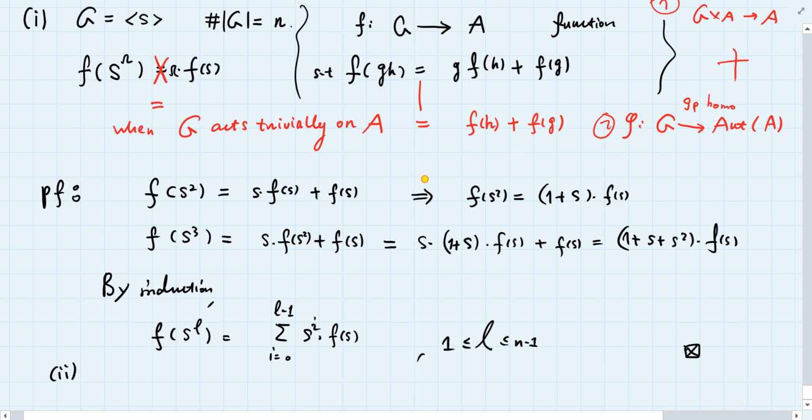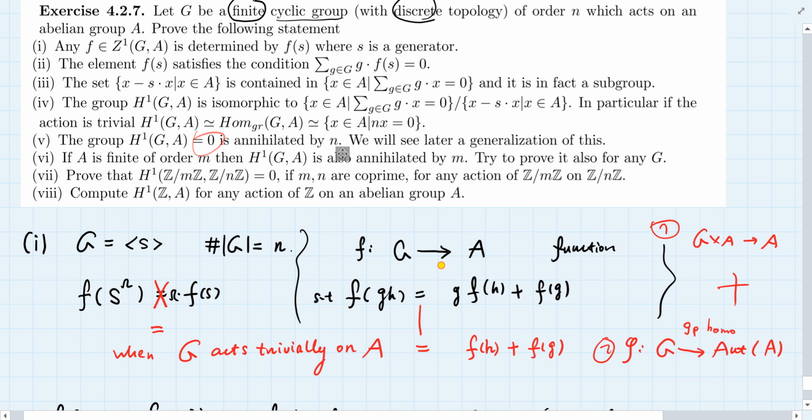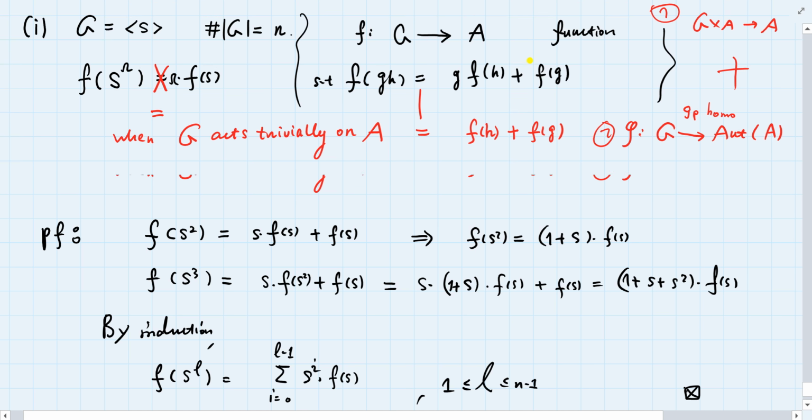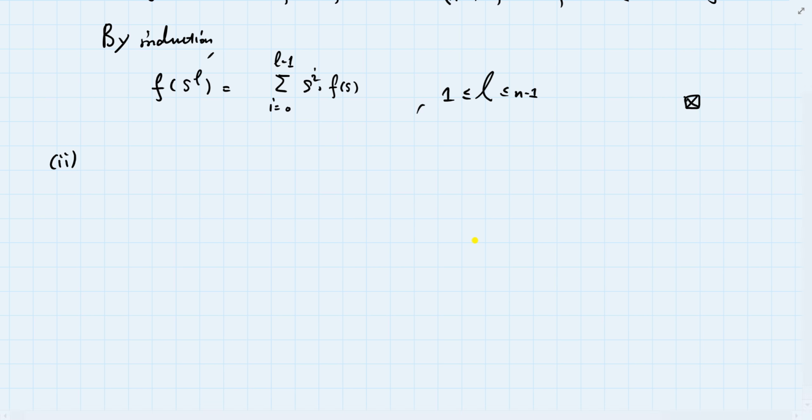What's the next? What's the second? The second says that the element fs satisfies the condition, which we already proved. Almost, not already. So we have to prove this. This is what we have to prove.